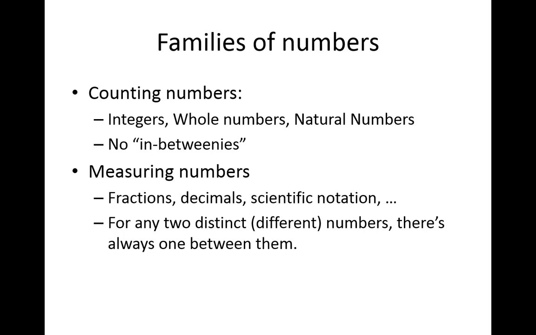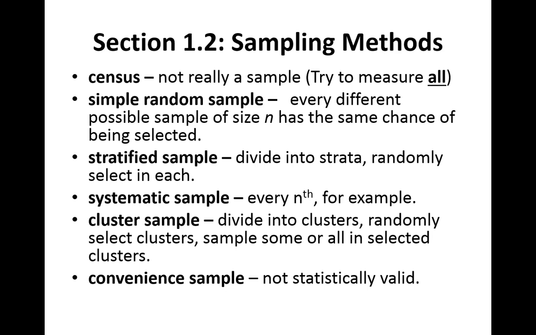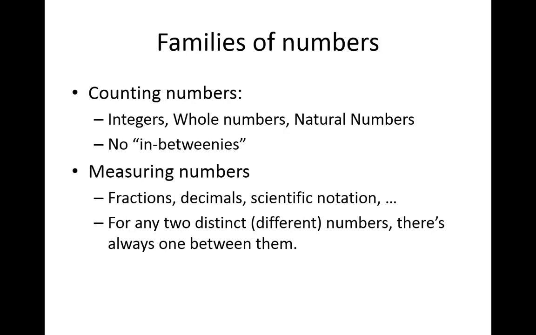So 1 1/2, 1 3/4, 1.3658, and so on. You could have all kinds of values between two continuous values. Okay, and that finishes up, I think, a good sense of what the content is of 1.1.